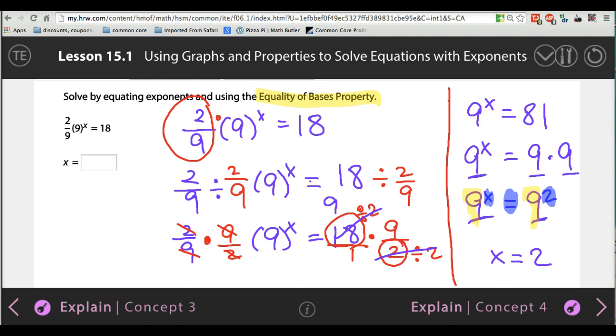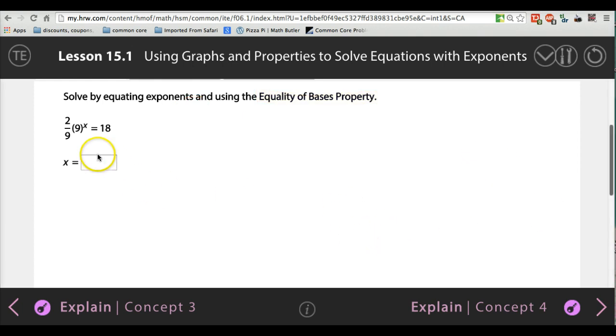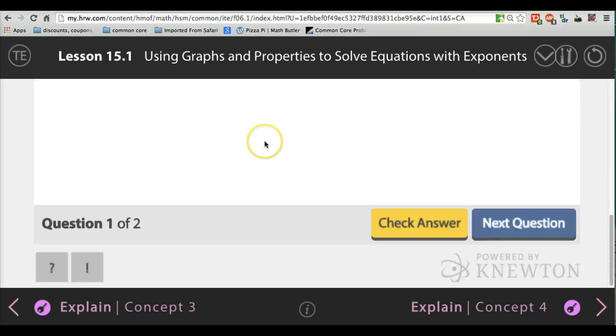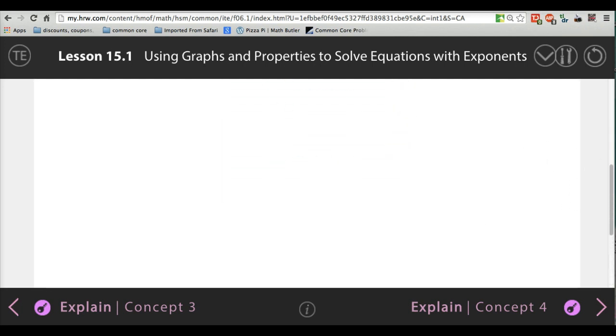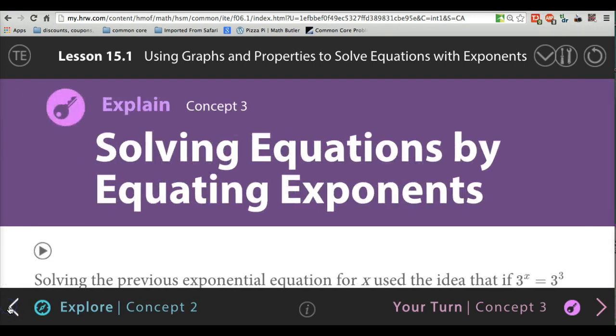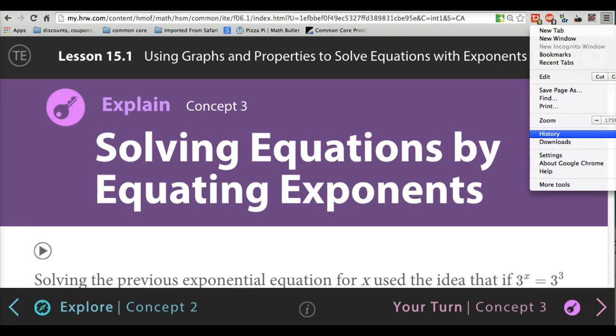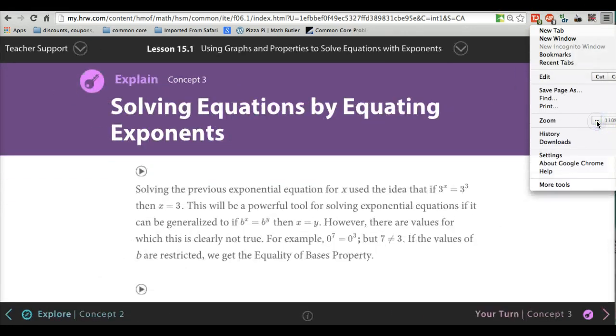Well, why is that? That is a very good question. Let me just go ahead and type in my answer 2 to show you that that is correct. Of course it is. It says correct. And what we're going to do now is just go back. Let me put this back into regular size.